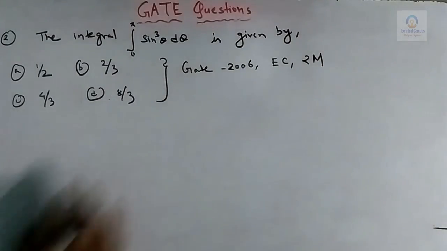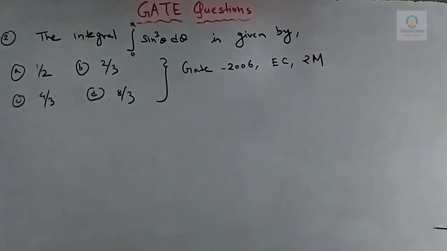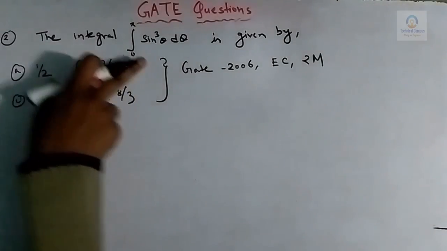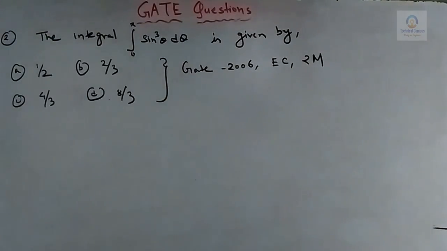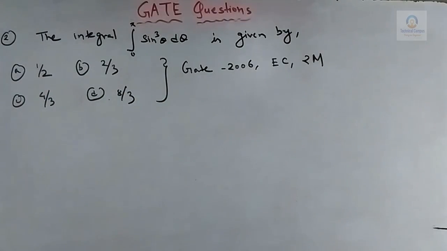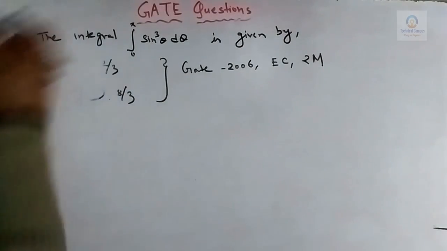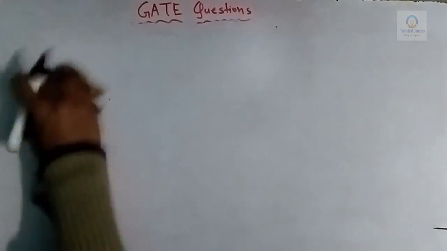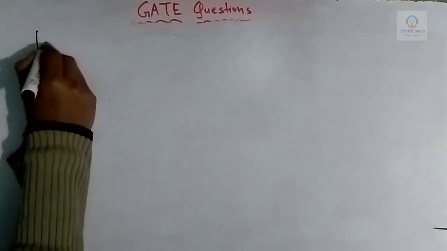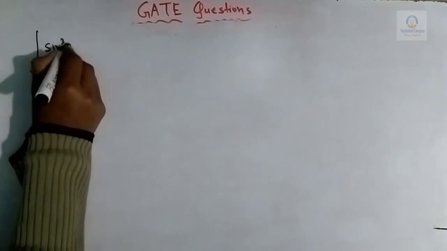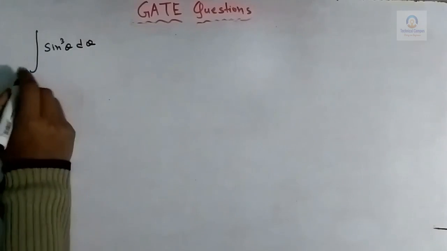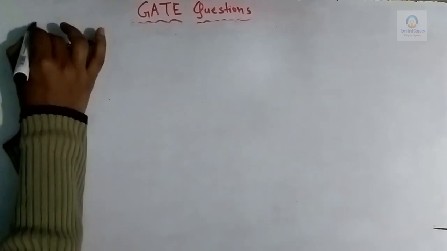So the function is sin cube theta d theta. Okay, we have to calculate its definite integral value. Okay, so let us solve this question. Please note down this question. Okay, so let us see how to solve this type of question. So the function is sin cube theta d theta and the range of integration is 0 to pi.